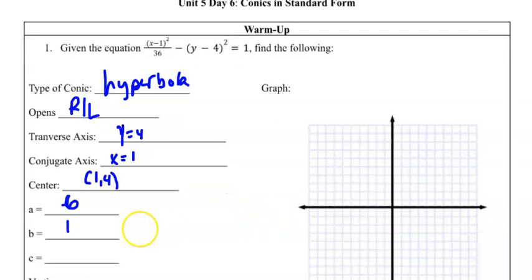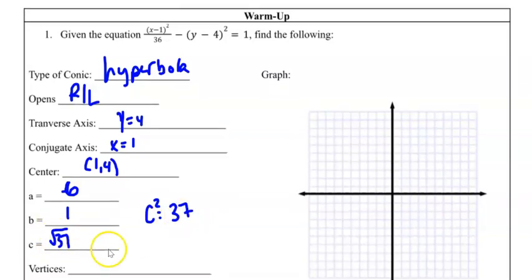Next, they want c. Well, c squared for a hyperbola is a squared plus b squared, so 36 plus 1. So c is the square root of 37. That means, actually, before I get the vertices, let's go ahead and start graphing. We're going to have right by 1, up by 4 for our center.